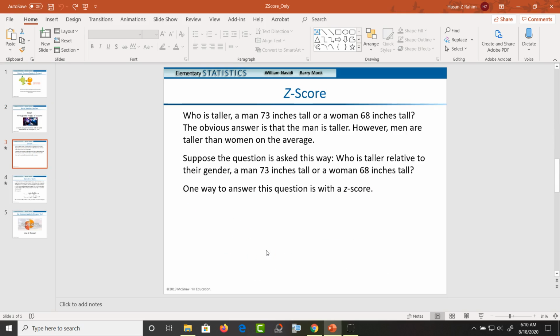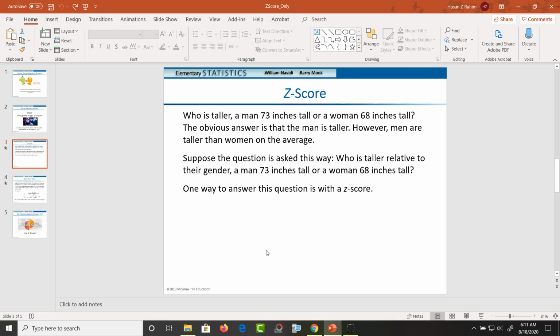So, for example, here's how this is done. Who is taller, a man 73 inches tall or a woman 68 inches tall? The obvious answer is that the man is taller. However, men are taller than women on the average. So that's not a fair comparison. It's like comparing apples to oranges. That doesn't work in this case.